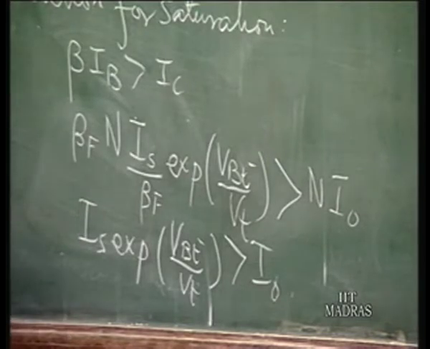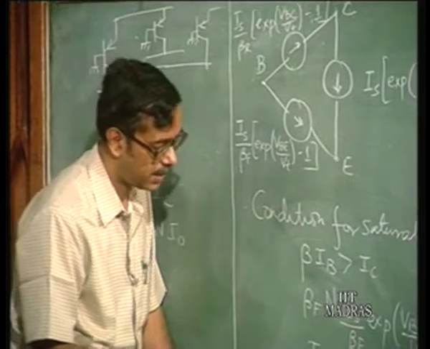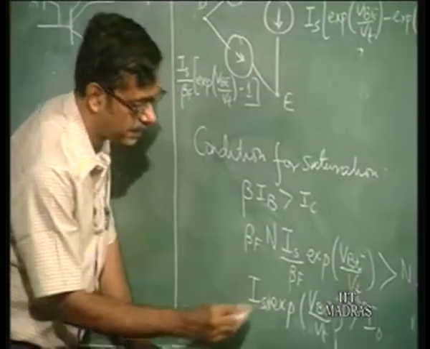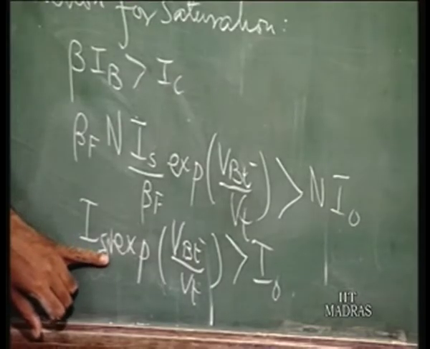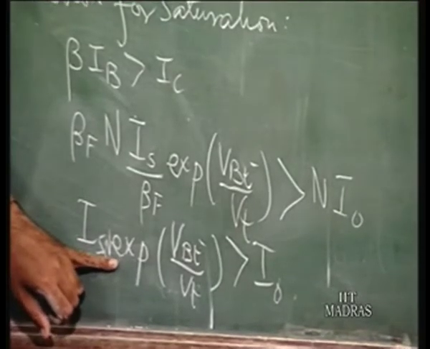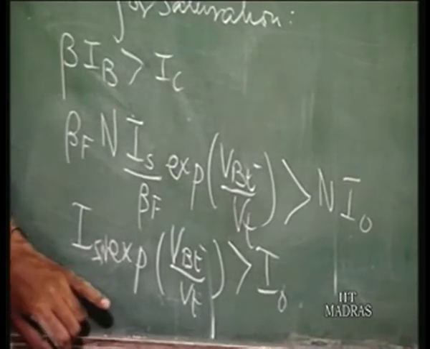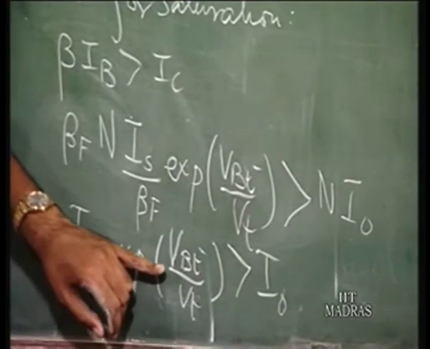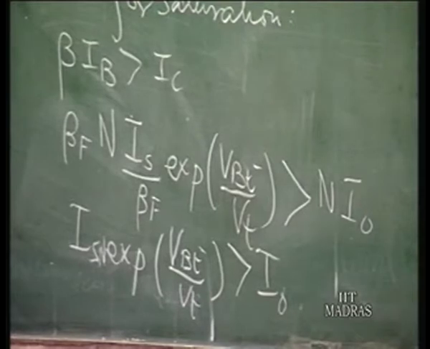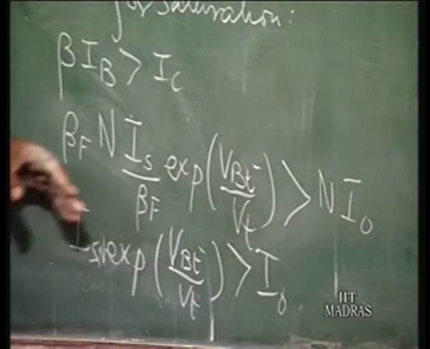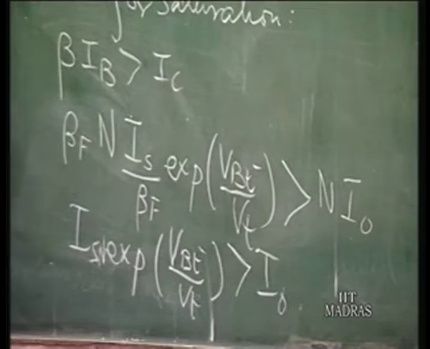Just to differentiate between NPN and PNP, I will make some modification. I will call this ISN, which indicates that this is for the NPN transistor. ISN exponential Vbe by Vt for the NPN transistor must be greater than I naught. All right. So we have to now look at the values of I naught, etc., and come up with a condition for actual saturation of this transistor.